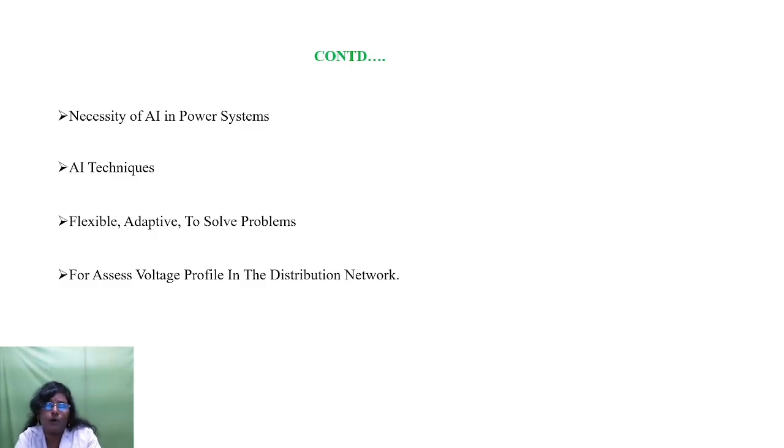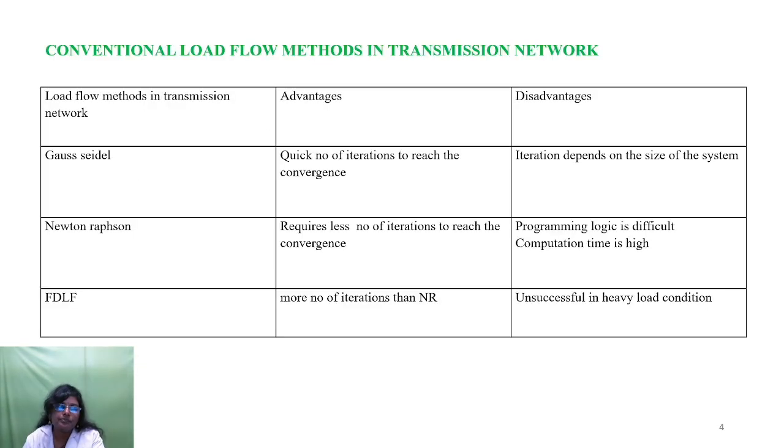First we see how we can evaluate the voltage profile on the distribution side. There are many conventional methods available on the transmission side. The load flow methods among the conventional methods are Gauss-Seidel, Newton-Raphson and fast decoupled load flow methods. These are the traditional conventional methods we all know. These conventional methods have both advantages and disadvantages. First we see the Gauss-Seidel advantages.